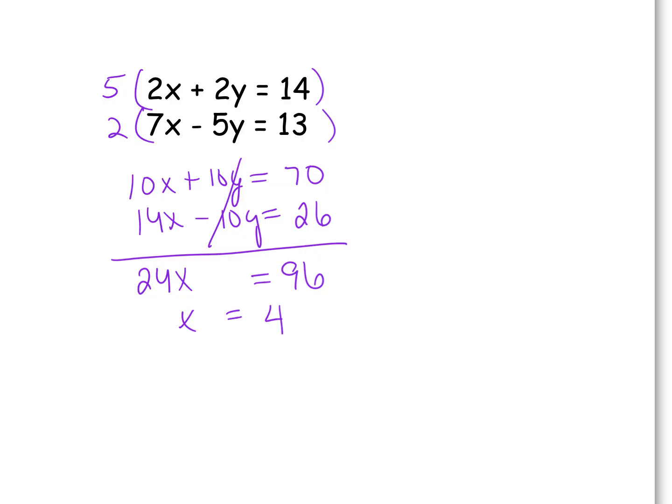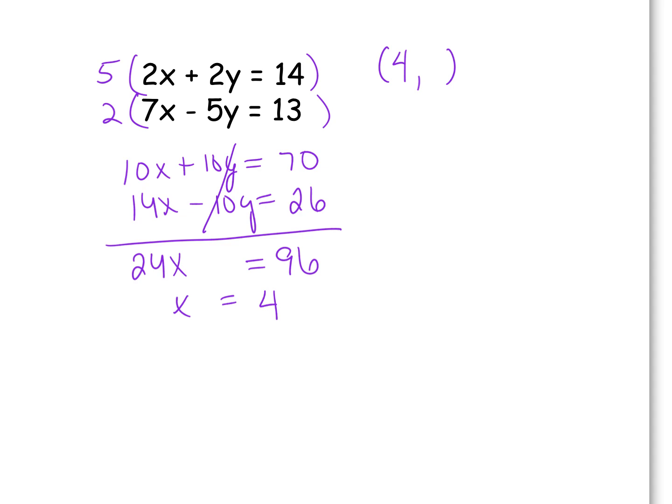Okay, we have one piece of our answer. We got 4. We still need to find our y. So which one you want to plug it back into? The top one? Okay, so we got 2 times 4 plus 2y equals 14. Now what? And we get?